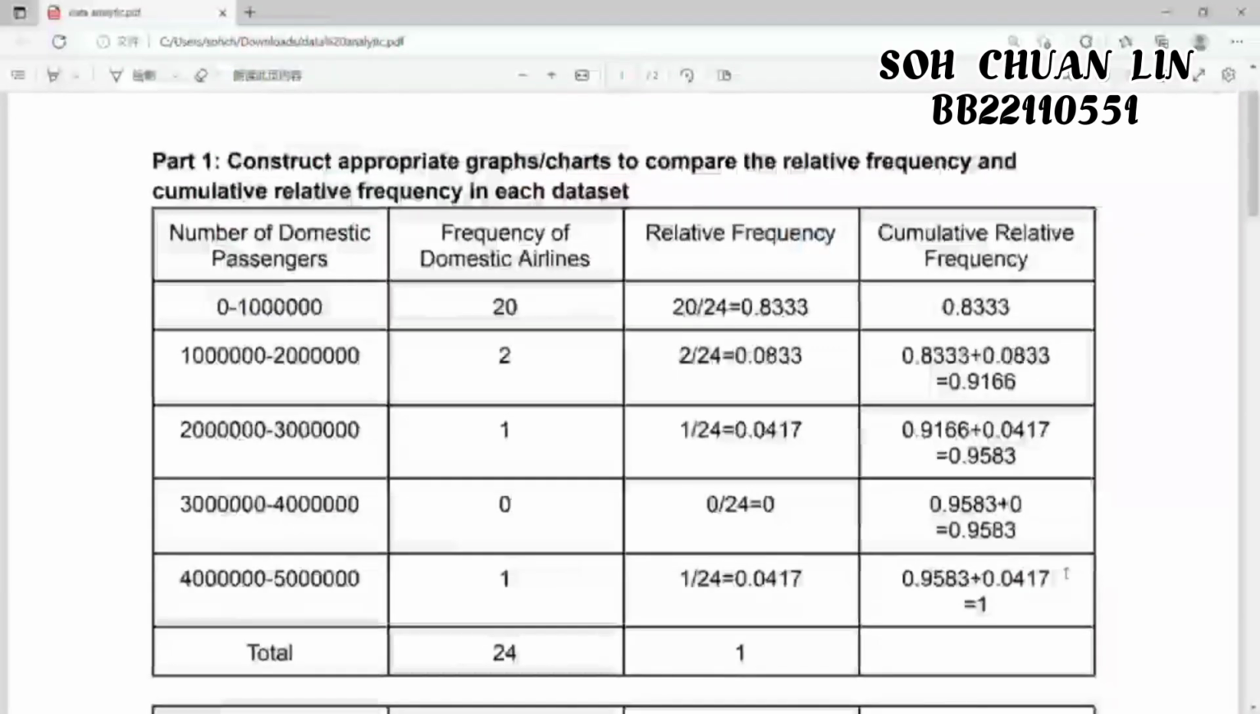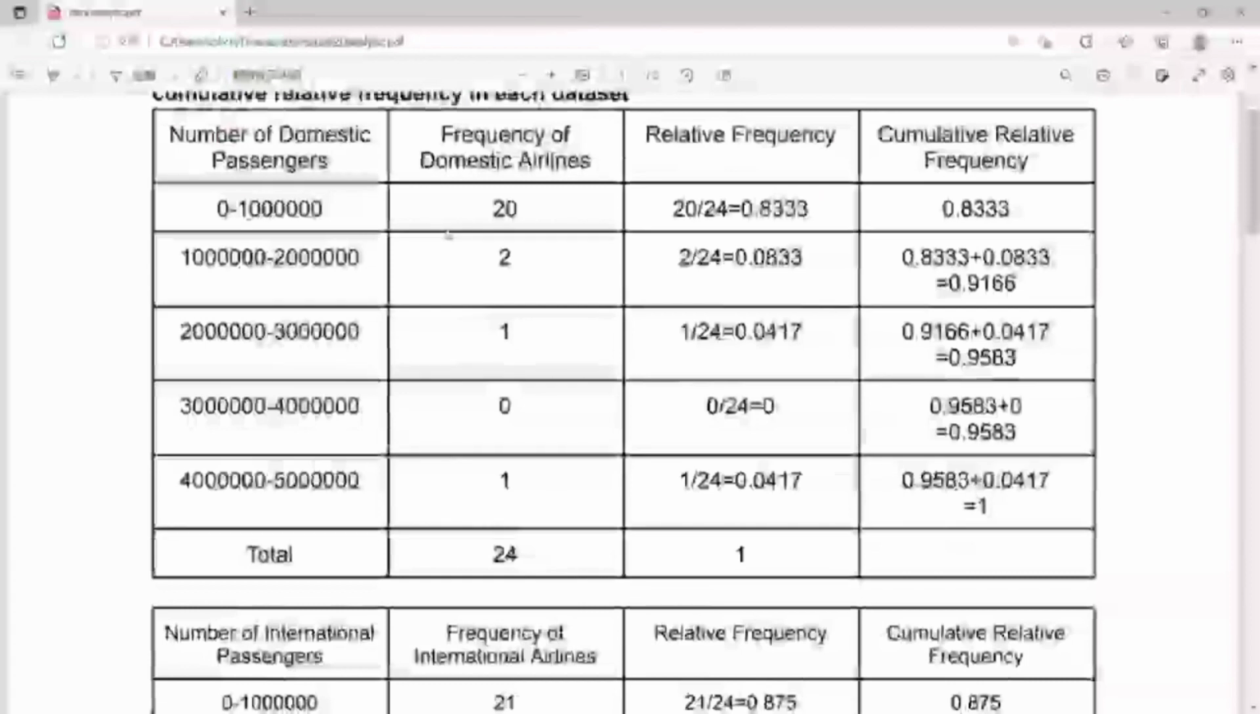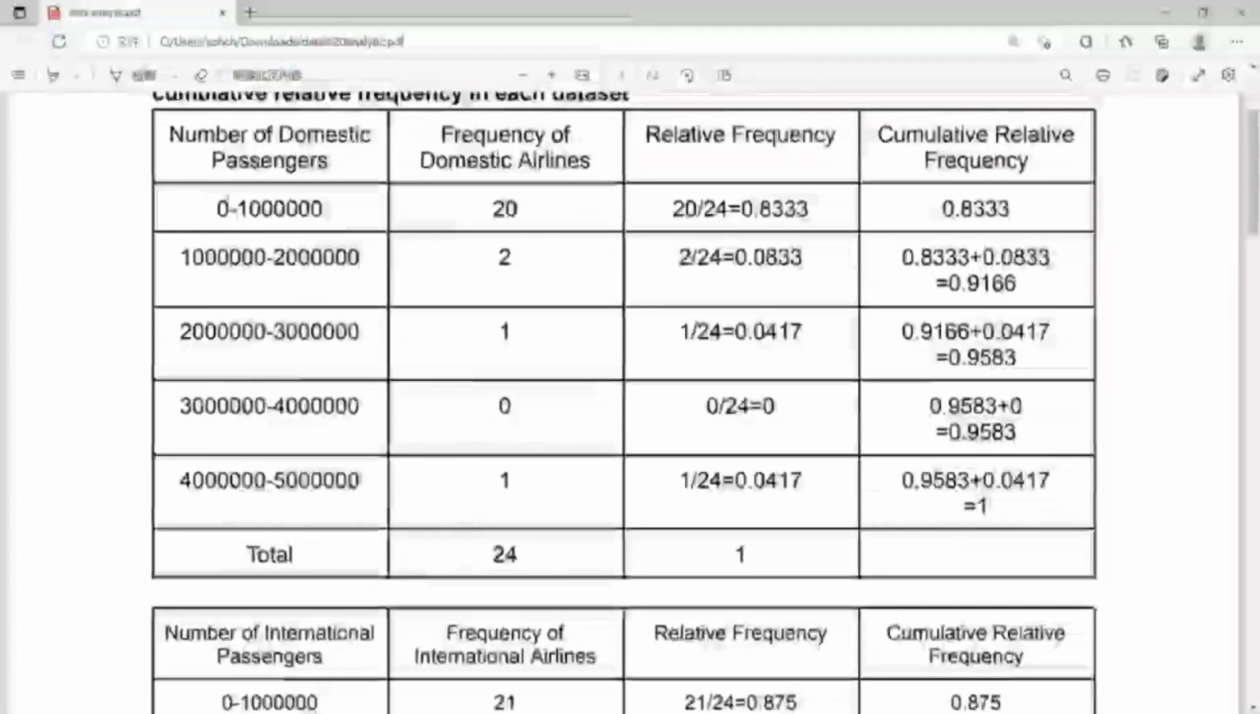Today I will present part 1. So let's see the graph. This is the domestic airline table. The passenger range of 0 to 1 million has a frequency of 20, 1 million to 2 million is 2, 2 million to 3 million is 1, the same with 4 million to 5 million. The total is 24, and the relative frequency and the cumulative relative frequency are shown here.